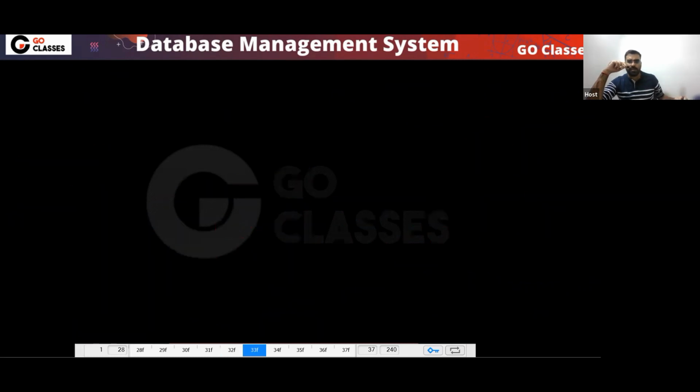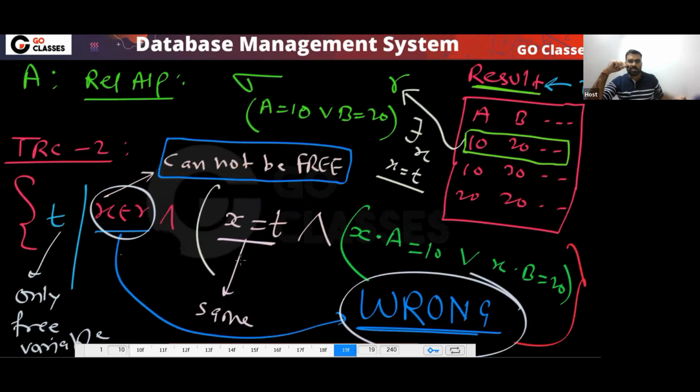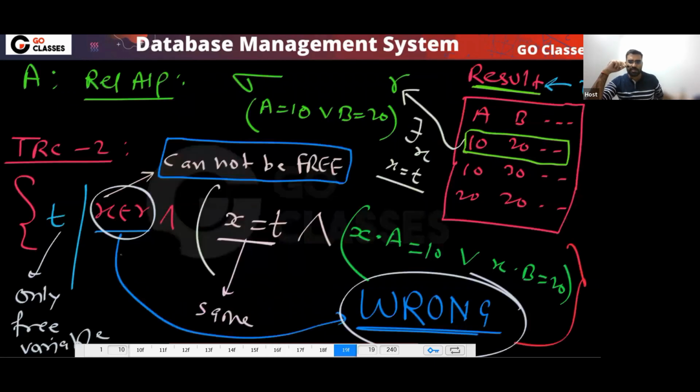So like this, we have done the complete analysis of this question. Did you understand this? For every option, we have seen what the TRC query is. And we have seen the correct answer will be option C. So this is the complete analysis of this GATE question.